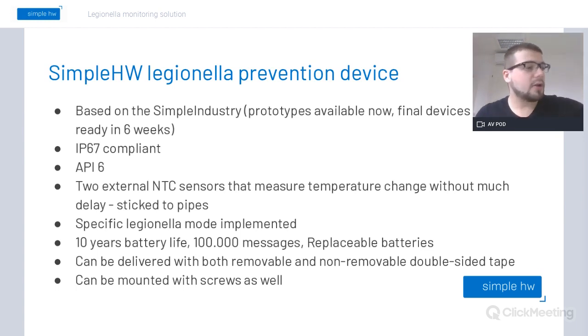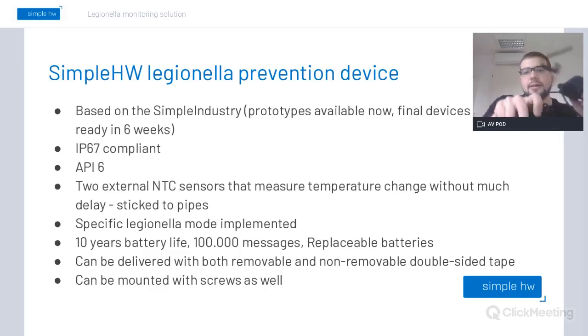Our Legionella prevention device is based on the Simple industry. If you are following us, you know that we have launched the new devices a few months ago, and we will have the final deliveries of the device in about 6 weeks. They will be available commercially. So let me just show you quickly on camera. This is the device. This is just a prototype. I will show you the finalized case later as well.